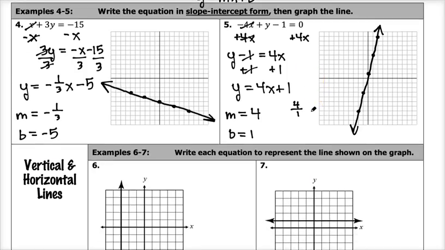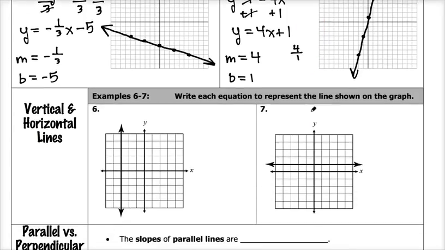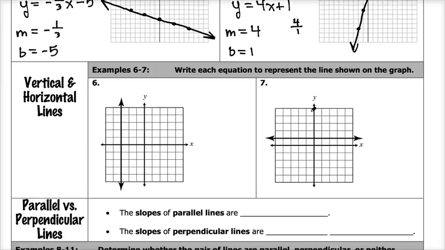Moving on, we're going to talk about vertical and horizontal lines. So in example 6 and 7, you see one of each. A vertical line, remember, is a line that has undefined slope. And to write the equation of the vertical line, you just have to look at its x-intercept. Okay, what is the x-intercept of this vertical line? Well, its x-intercept is here at negative 3, 0. So the equation for this line is just going to be x equals negative 3. In fact, every single point on that line has an x-coordinate of negative 3.